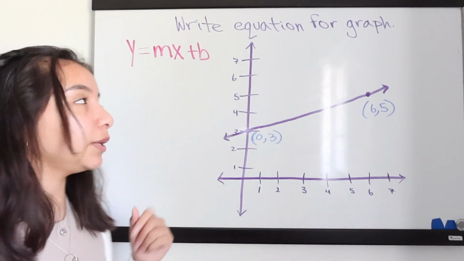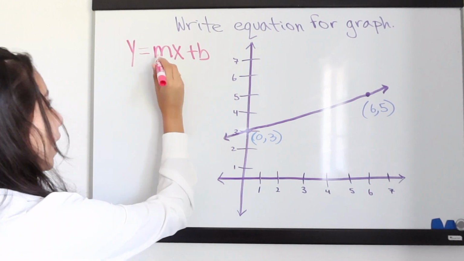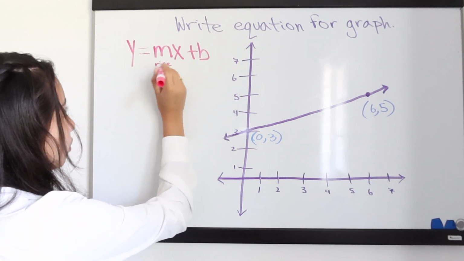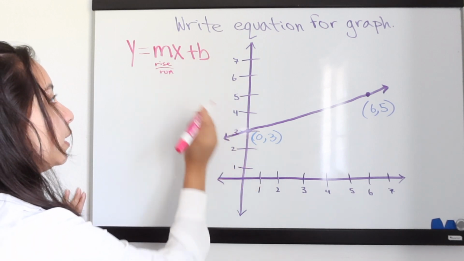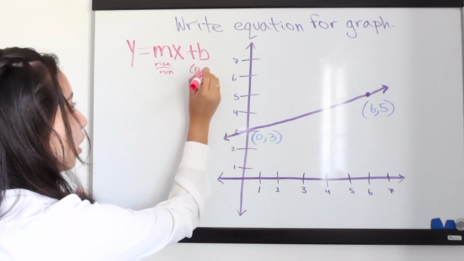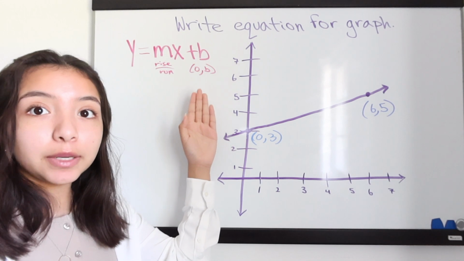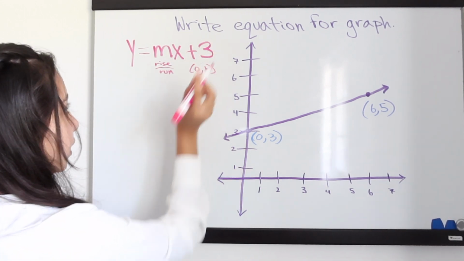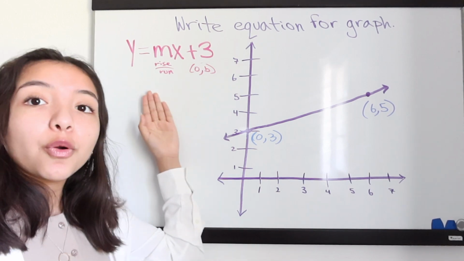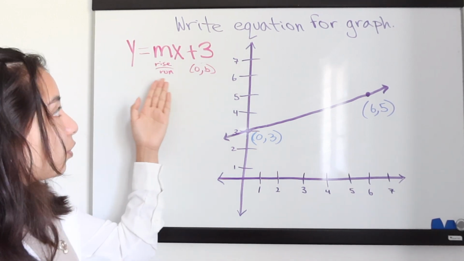Okay, so let's quickly review what each of these mean. m is our rise over run. This is our slope. And the b is our y-intercept, (0, b). So easily we know that our y-intercept is 3. Now we have to find the slope. So we know that the slope is rise over run.